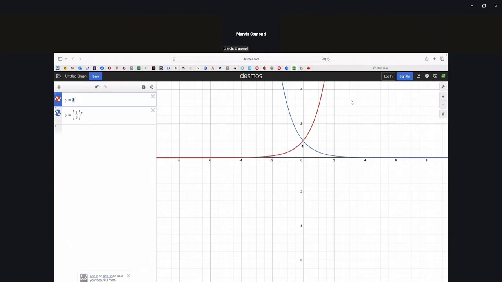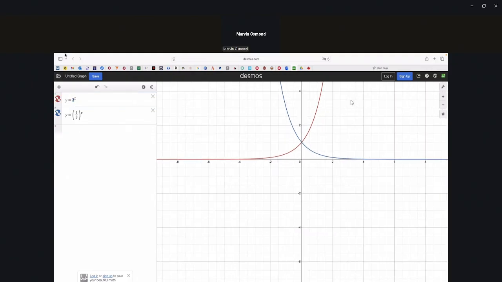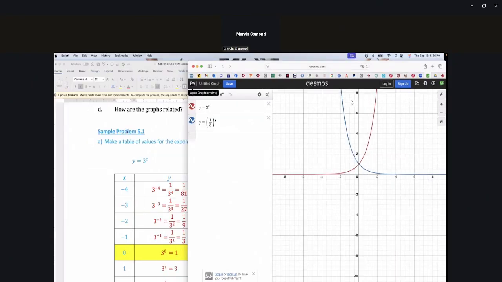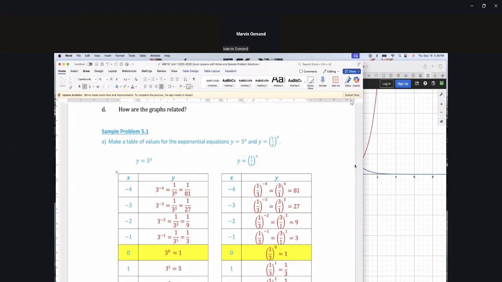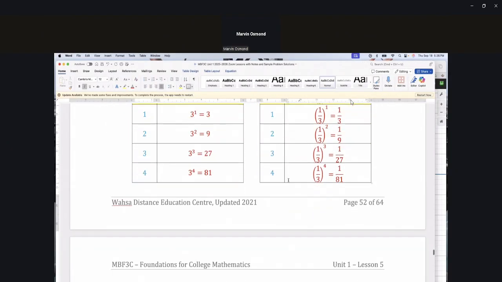So these are called exponential relations, or exponential equations. We call this exponential growth when it goes up. When it comes down, we call it exponential decay. Decay means it is getting smaller. Okay, so let's get back over into here.